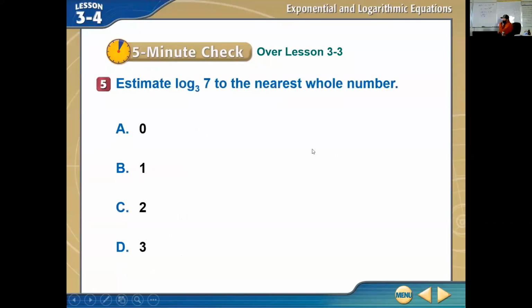Okay, the last one says to estimate. We can actually run this through. You can think about it logically and get very close to the answer, if not, get the exact answer. Or we could use the change of base formula and just round if we wanted to.